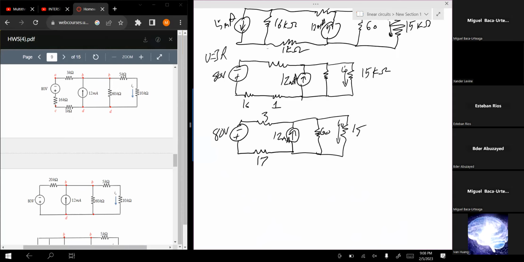Can you guys see my little stylus as I'm writing around, or is it just glitching on the screen for you guys? So this, right, can I highlight at least?